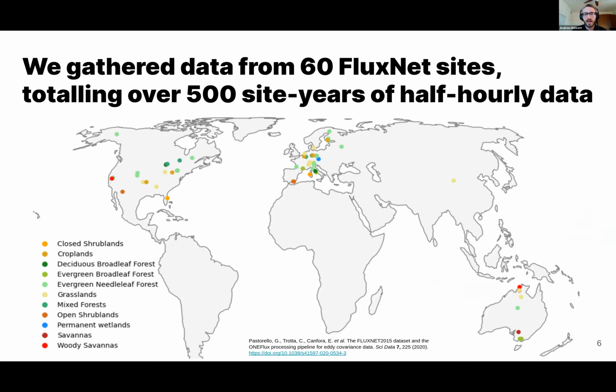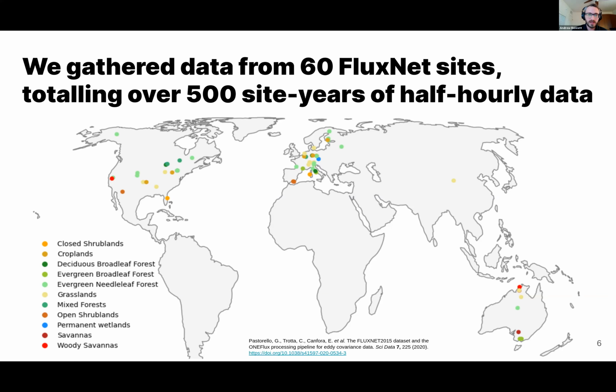To do that, we start with gathering all of our data up. We took data from FluxNet sites, which provide gold standard measurements at the landscape or ecosystem scale. We ended up with over 500 site years of half-hourly data. So it's a somewhat large data set, maybe not for machine learning, but it is for hydrology. You can see we've got pretty good coverage of different landscape types by the different dots, but of course, by no means is this representative of the entire globe. If we can get more data, I'm sure we can do even better than we're currently doing.